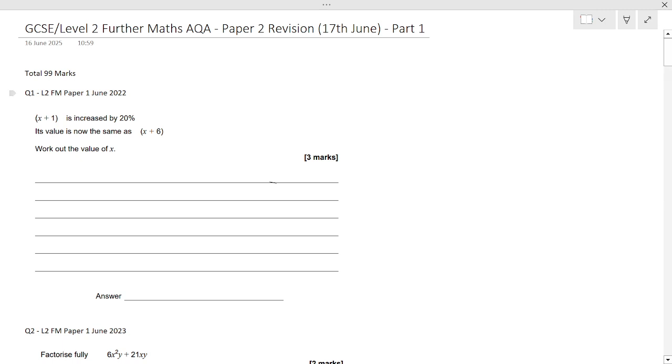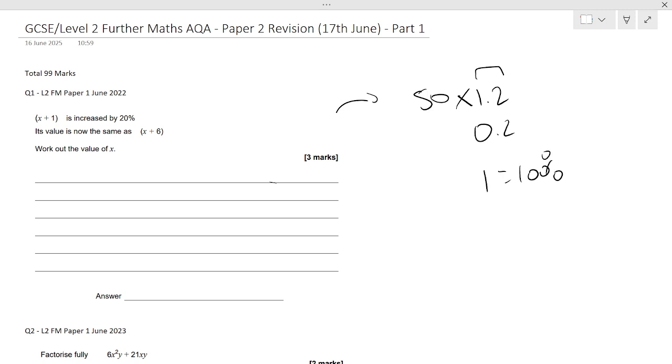So question 1. We are given x plus 1, which is just a number. It's increased by 20%. Its value is now the same as x plus 6. Find the value of x. So for this you're pretty much going to need to know multipliers. Say we had 50 and wanted to raise it by 20%. Well, we're going to be timesing it by 1.2, aren't we? Because the 0.2 will represent 20%, and 1 would be 100%.